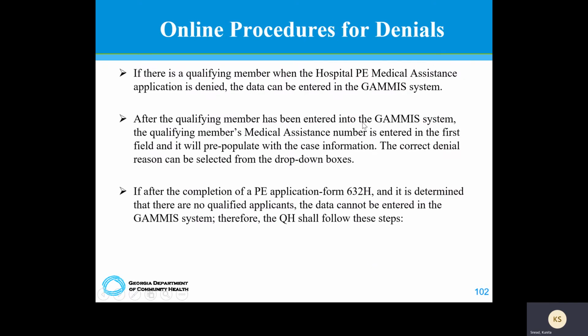So when you enter this information to GAMIS, if an individual was denied, you can enter that denied person into GAMIS, but they have to have been in the household with at least one person that did qualify, because you're going to have to put the person that was eligible in first before you're able to put the denied person into GAMIS.